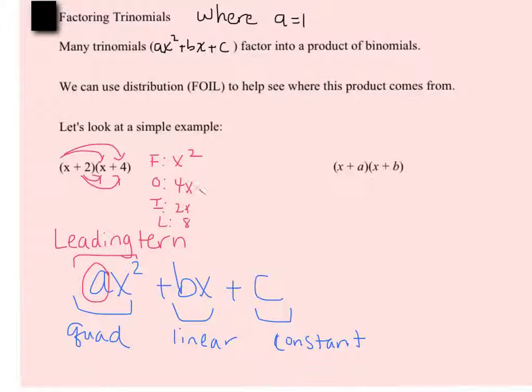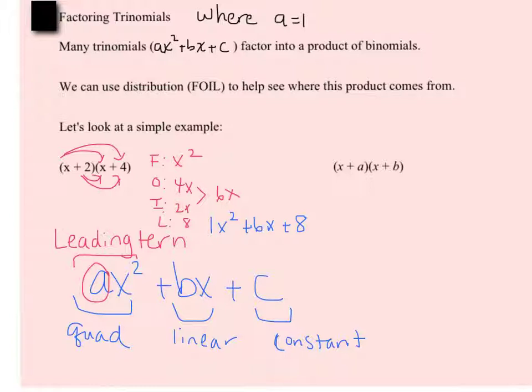So combining like terms, my insides and outsides are going to be alike because there's an x in both of them. And 4x plus 2x is 6x. So when I write this out as a trinomial, I have x squared plus 6x plus 8, where the leading coefficient is, of course, 1. And I have a trinomial that is in descending order.